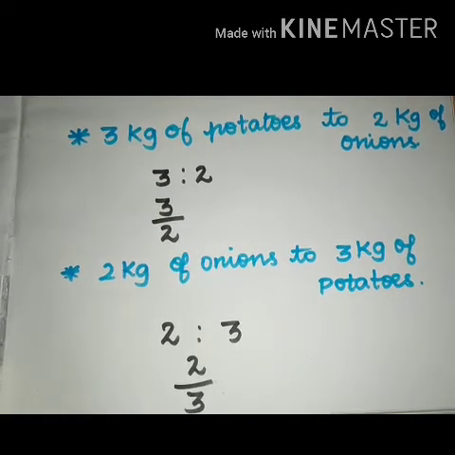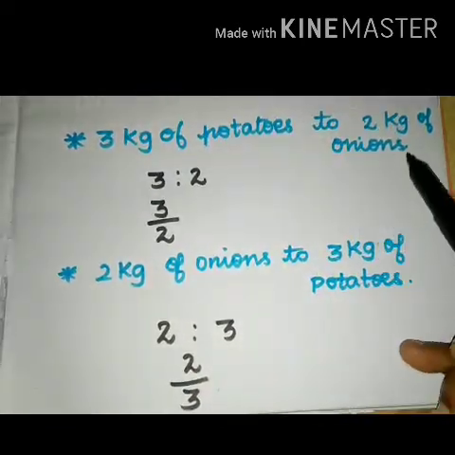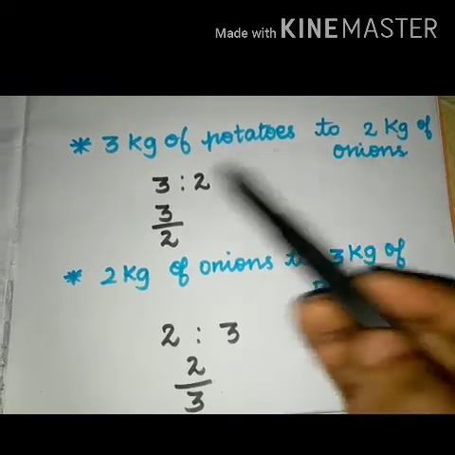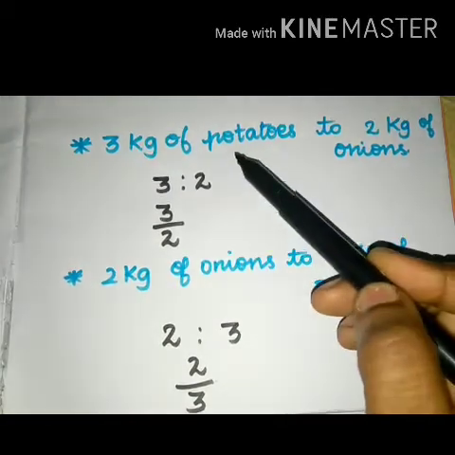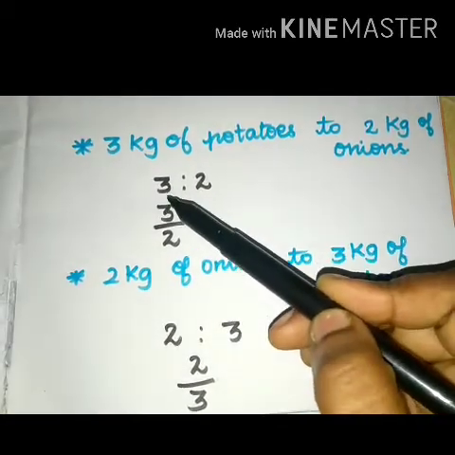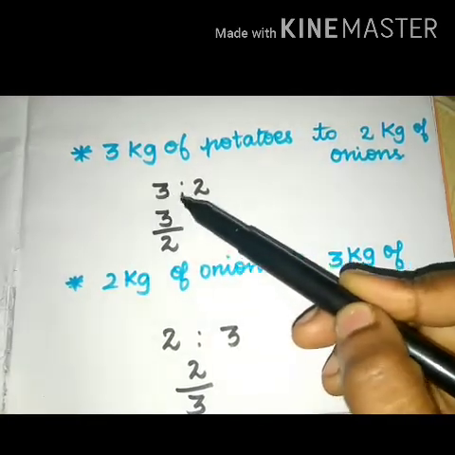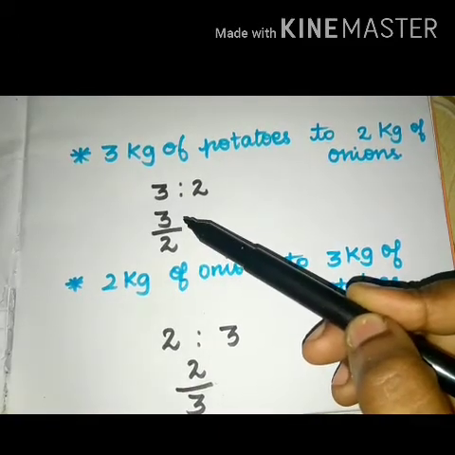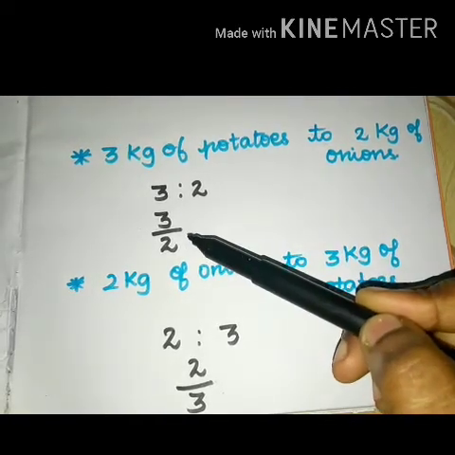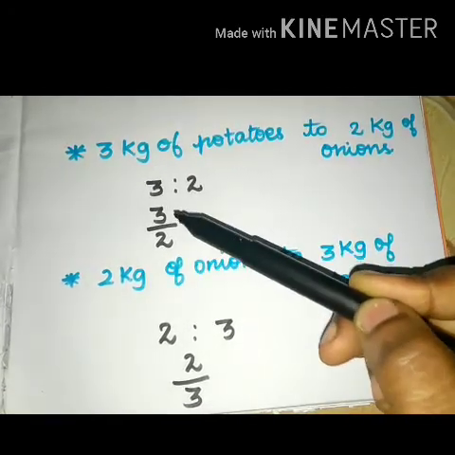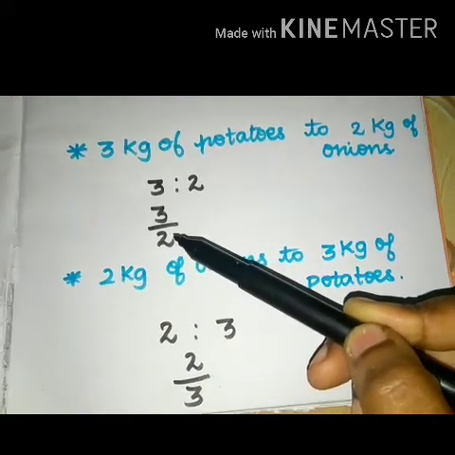Students, in word problems, they may ask you like this: find the ratio of 3 kg of potatoes to 2 kg of onions. For that, you have to write 3 kg of potatoes first, because here 3 kg of potatoes is given first. So you have to write 3, then 2 kg of onions. So you write 3 is to 2, with 3 in the place of numerator and 2 in the place of denominator. After that, you have to change into fraction form. So you write 3 by 2.